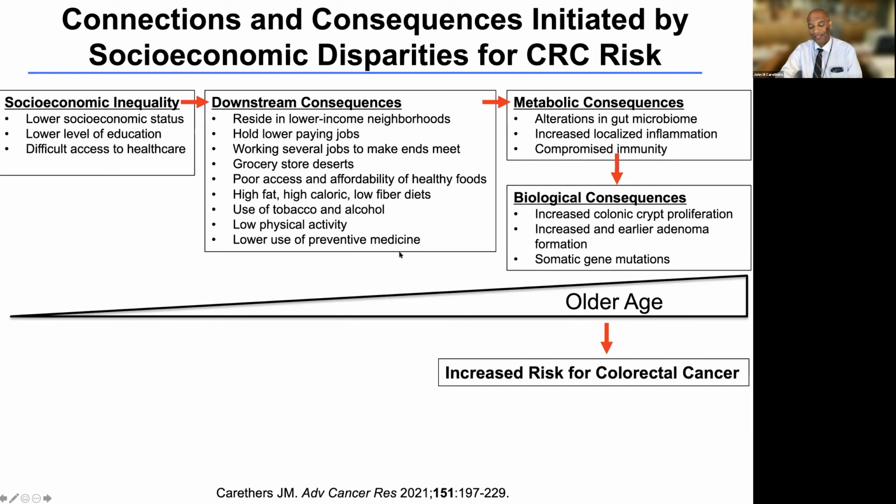That has metabolic consequences that change the local environment of the colon, alter the gut microbiome, increase localized inflammation, and compromise immunity. And that has biological consequences, as I showed you in that one article with the diet swap: increased colonic inflammation, increase in earlier adenoma formation, developing subsequent somatic gene mutations, and increasing your risk for colorectal cancer as you age. So this is not necessarily a race or ethnicity. It's really a socioeconomic reality over a lifetime.